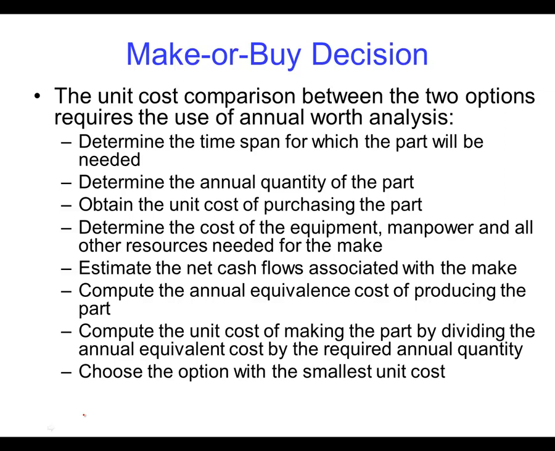We can find the present worth, then the annual equivalence for the cash flow. Once we find the annual equivalence, we can divide that by the number of units from that item and get the total unit cost made in-house.